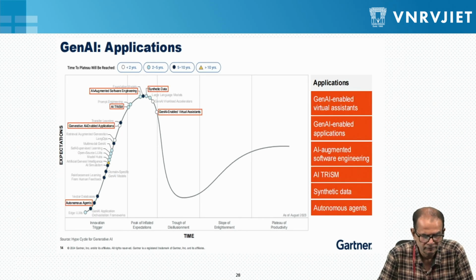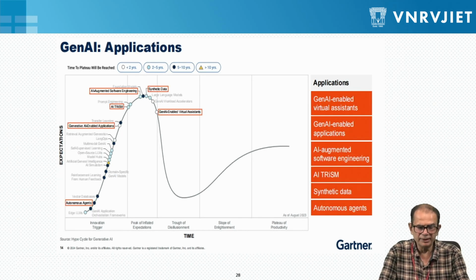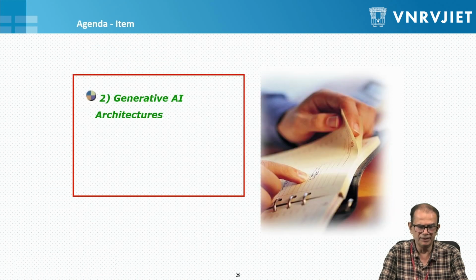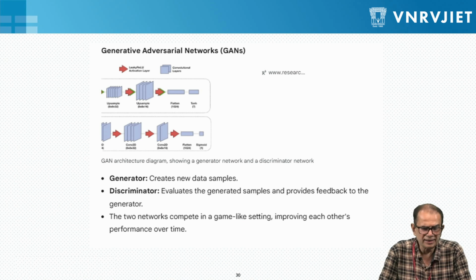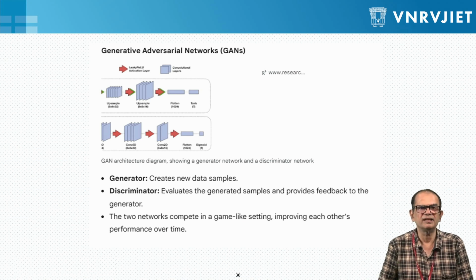Now, what are the different applications we have? The different applications that we have are the generative AI enabled virtual assistant, and the generative AI enabled applications. There are several of these particular applications, and that's how we basically build them. Now, let us talk about some of the architectures that we previously discussed.